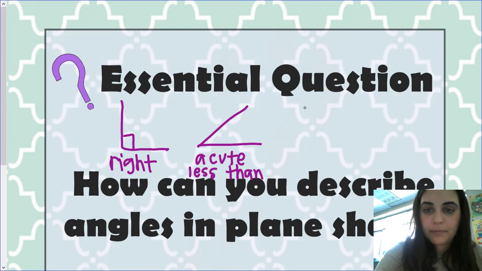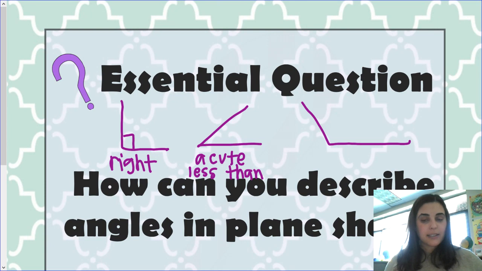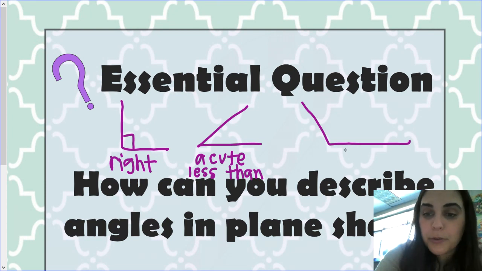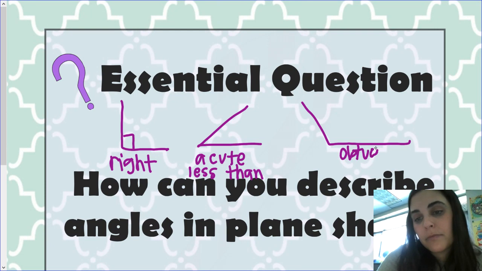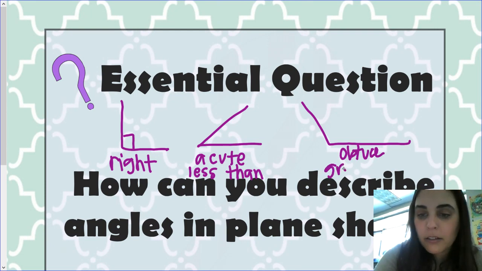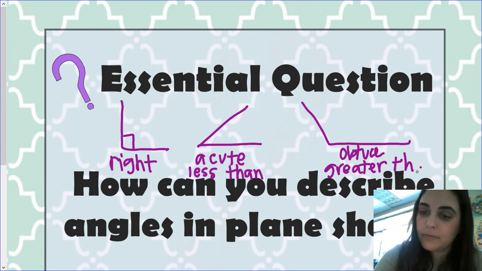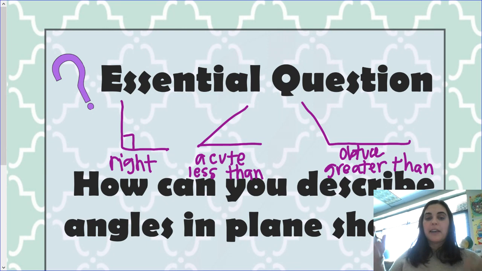Okay, last one. What type of angle is this? If you said obtuse, you are correct. Or we could say greater than. When we say greater than or less than, we're always referring it to the right angle. Is it greater than a right angle, or is it less than, or is it right?